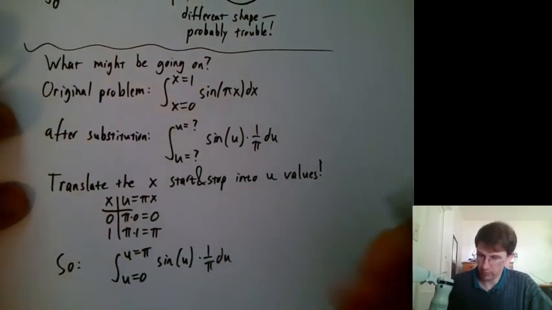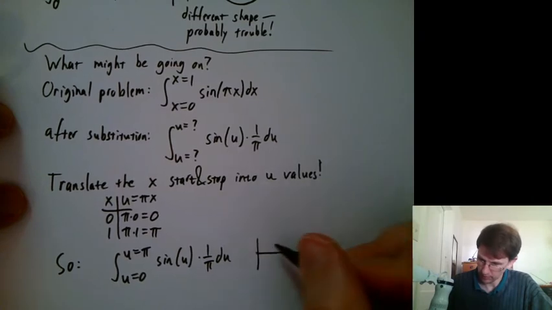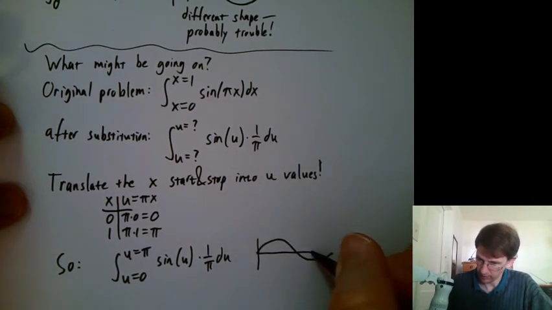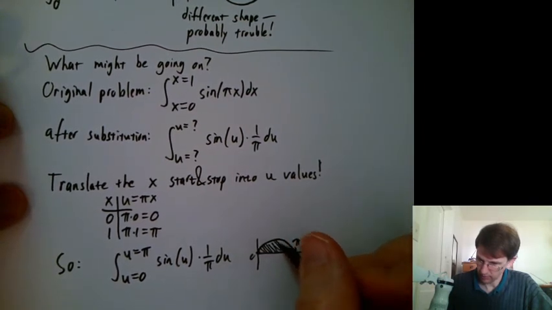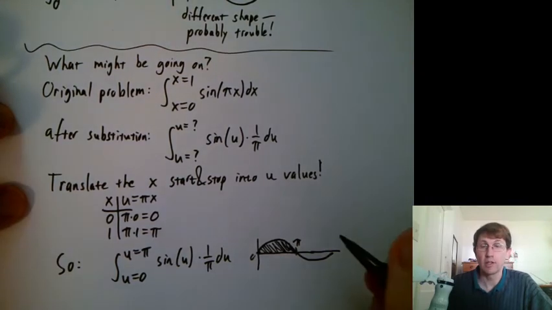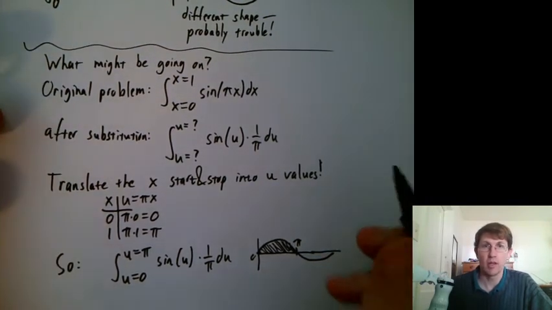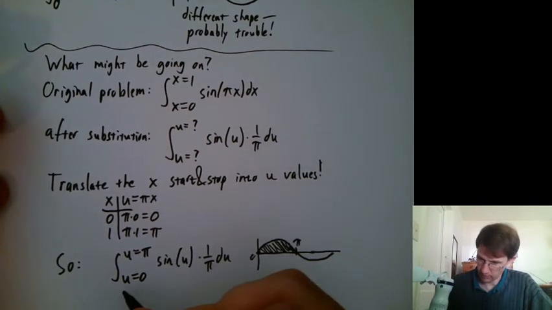So let's graph what's going on there. Sine of u looks like that, and we're stopping at pi. So we're doing that whole area, which does look like the same basic shape as before, so it's less of a bad sign. So now let's finish this problem.